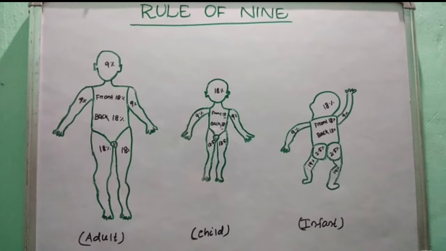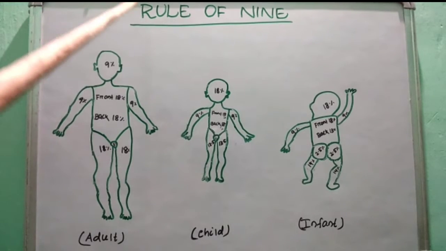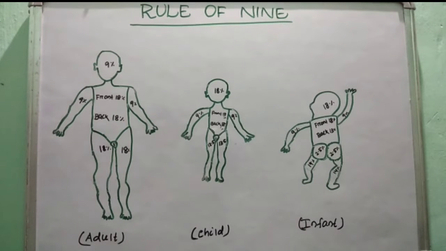Friends, today we will discuss about rule of 9. In last session, we already discussed about what is bone and its classification.